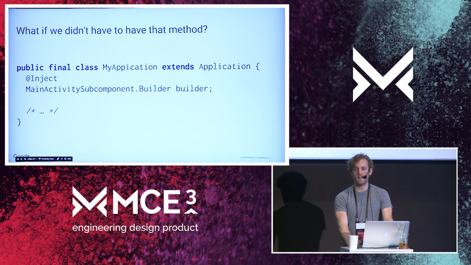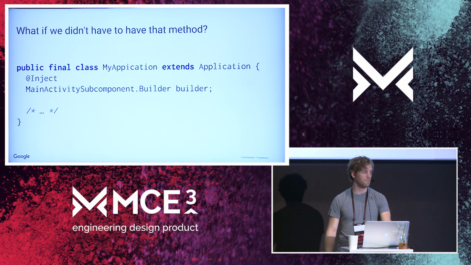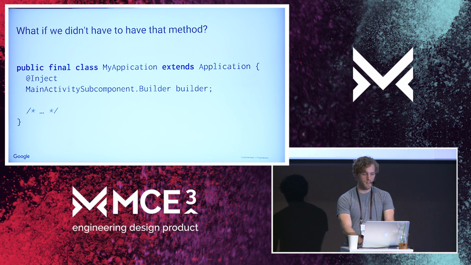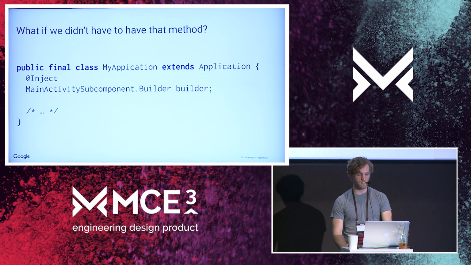So what if we didn't have to have that method? Would life get any better? What if we could just do this? What if we could just say, hey, in my application, just go ahead and inject the activity subcomponent builder, and that method doesn't exist? Well, what would that do? You just get rid of that method, which is great, but you'd still have a centralized list of all activities. You'd have a whole bunch of injected fields, one after the other. So we've just moved the methods to a field, which isn't that great.